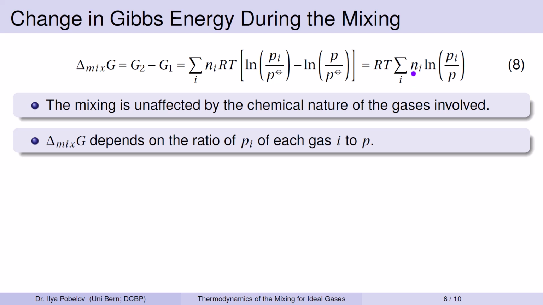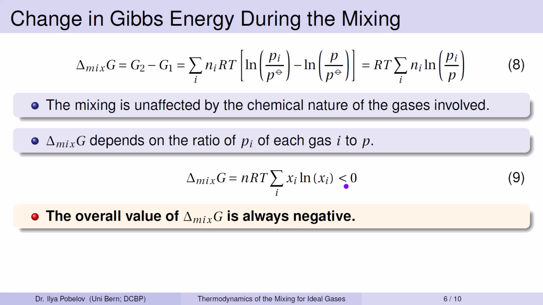In this expression, we replace the amount of substance of each gas Ni with N times Xi. The ratio of Pi to P equals Xi. After these substitutions, we obtain a simplified equation for the Gibbs energy change during mixing: N times R times T multiplied by the sum over i of Xi times the natural logarithm of Xi. As the mole fractions Xi are always less than 1, the natural logarithms of Xi are always negative. For any composition of the gas mixture, every term in the summation contributes negatively, and thus the overall value of delta mix G is always negative.